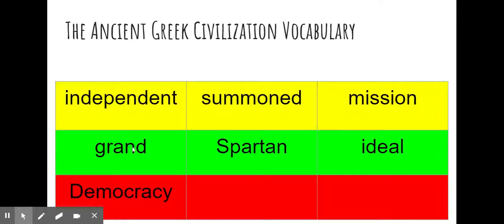Well, you probably could use two, but I would think of the word grand, or maybe even the word ideal. I think both of those fit. Grand being this super impressive, ideal being almost perfect.